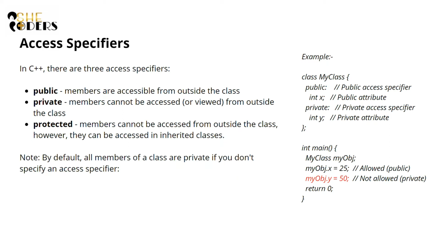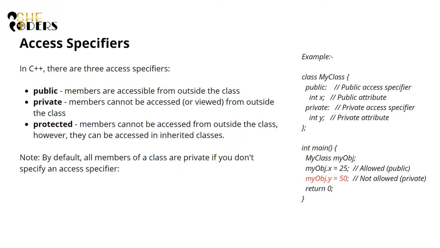During the creation, you have seen only the public keyword, right? In C++, there are basically three access specifiers: public, private, and protected. All these three access specifiers have their own advantage, and I'll give you knowledge about what these three access specifiers do. First of all, the public access specifier: all the data members under this access specifier are accessible from outside of the class.